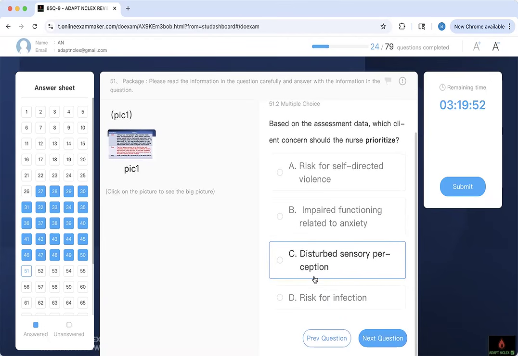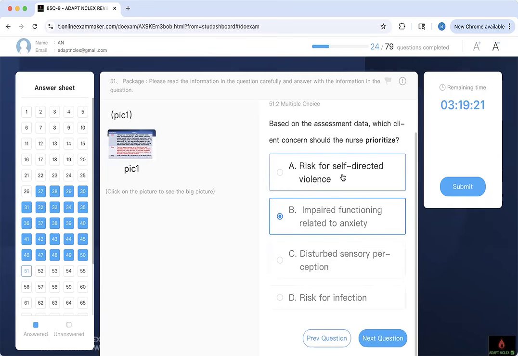Now, which one would you prioritize? Risks of self-directed violence, impaired functioning related to anxiety, disturbed sensory perception, or risks of infection? What do you think you will prioritize? This is the key concept of the question. Not because I'm worried about infection. Not because there is a sensory perception issue. He has no hallucination. It's because it's affecting his daily life, his work and everything. Not because he's going to harm himself, because I know OCD does not do that.